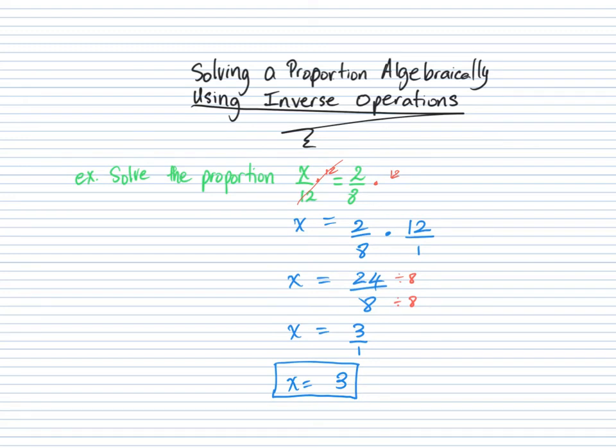There is one third method, and I left my favorite one for last, and that is called cross multiplication. So we're going to go ahead and do one more example using cross multiplication.